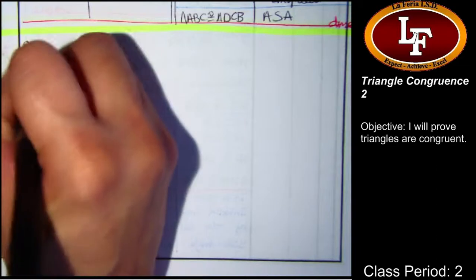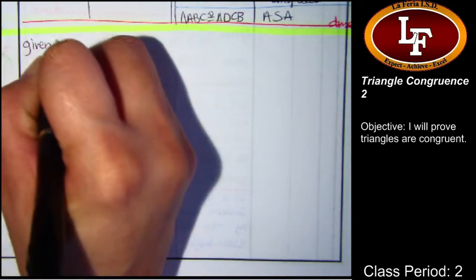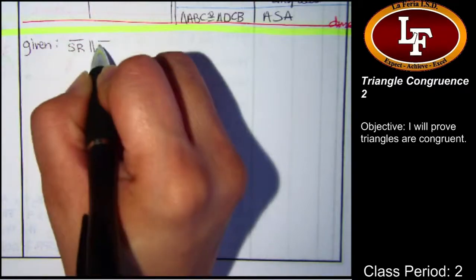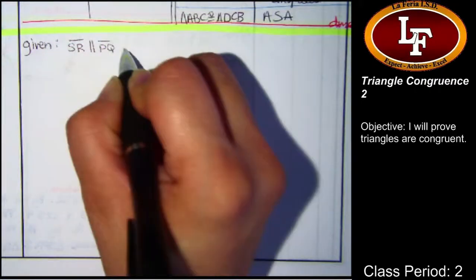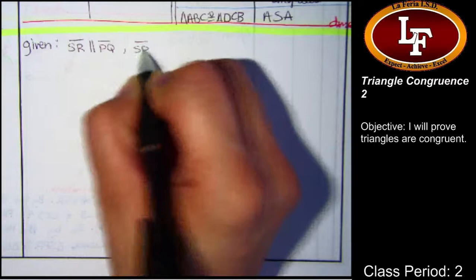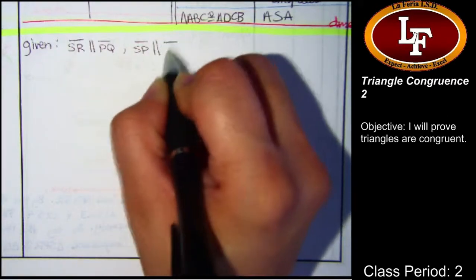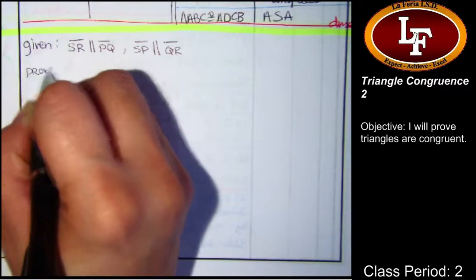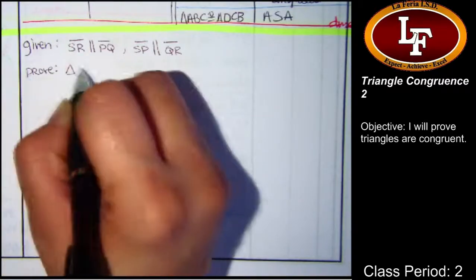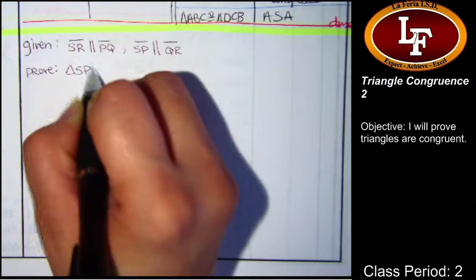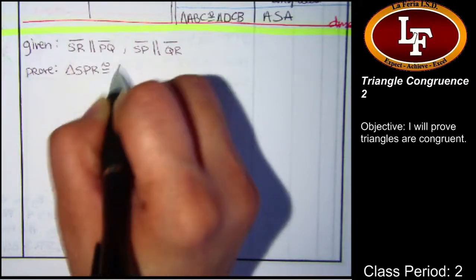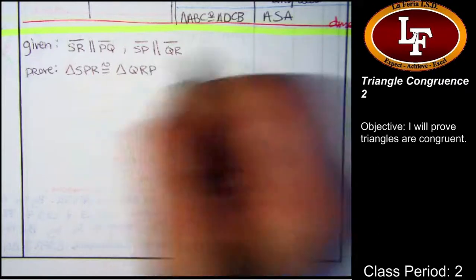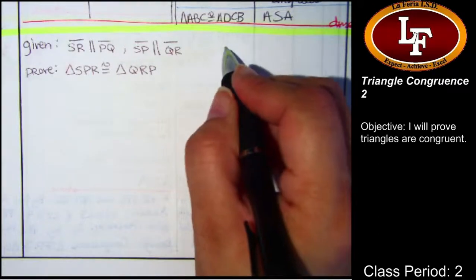And here's the next given. Given that line segment SR is parallel to line segment PQ, and line segment SP is parallel to line segment QR, prove that triangle SPR is congruent to triangle QRP. And our figure looks something a little bit like this.